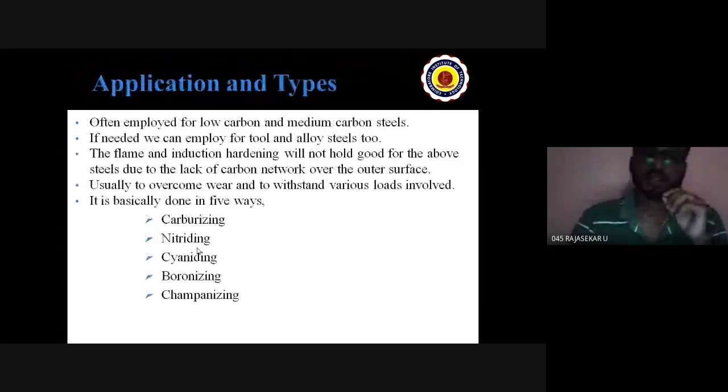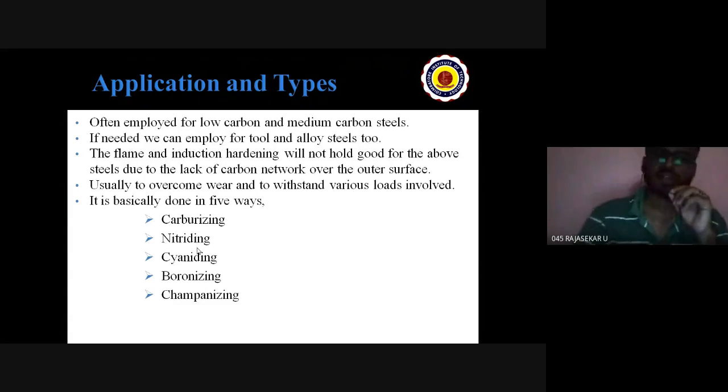And its application and types. It is often employed for low carbon and medium carbon steels. Since high carbon steels are directly quench hardened, here only the low carbon and medium carbon steels are employed under these case hardening techniques. And if needed, we can employ both tool and alloy steels.